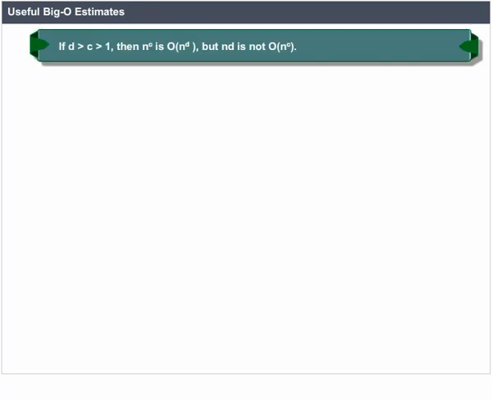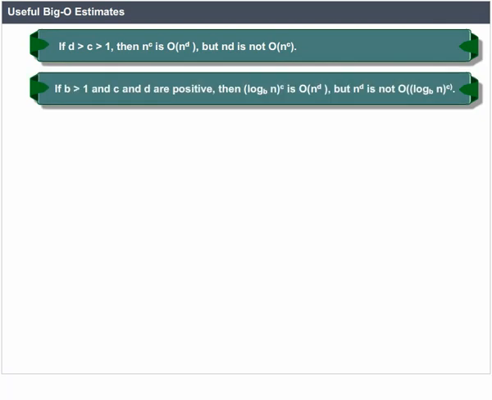Useful Big O estimates: if d > c > 1, then n^c is O(n^d), but n^d is not O(n^c). If b > 1 and c and d are positive, then (log_b n)^c is O(n^d), but n^d is not O((log_b n)^c).